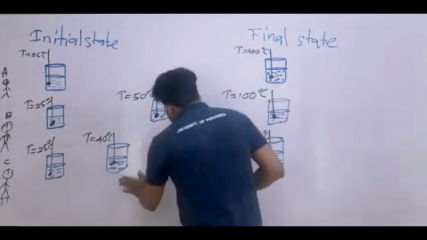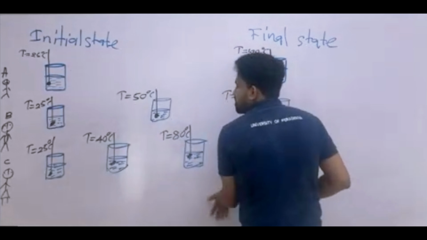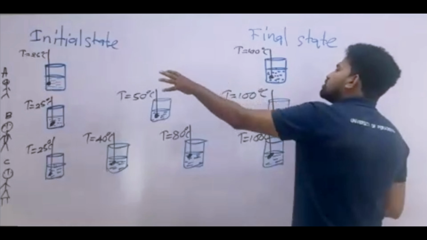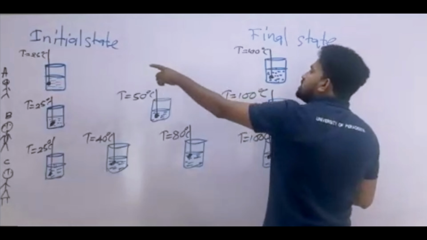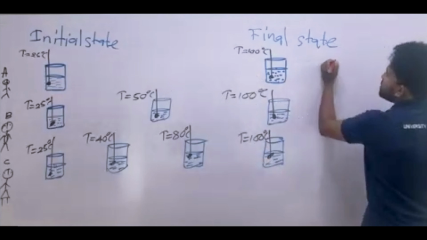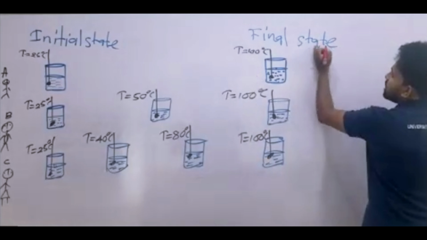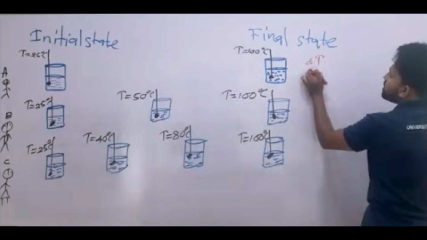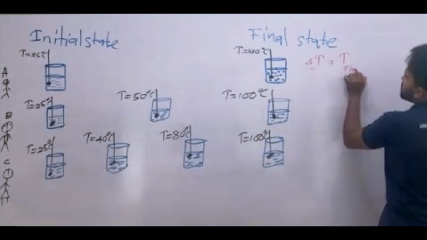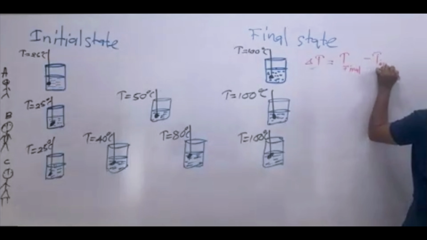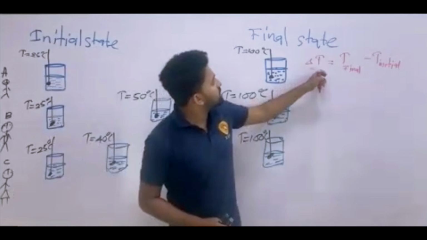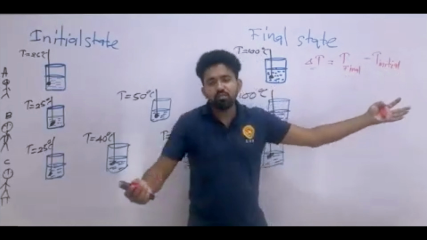Normally when we get the value for the state function, we get the initial temperature and the final temperature, and we get the temperature difference. I'll call that delta T, the temperature difference. Delta T is equal to T final minus T initial. That is how we get the temperature difference.